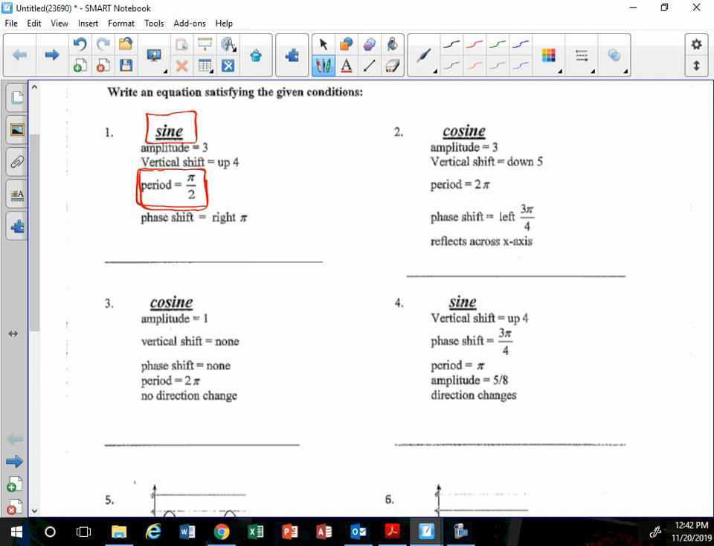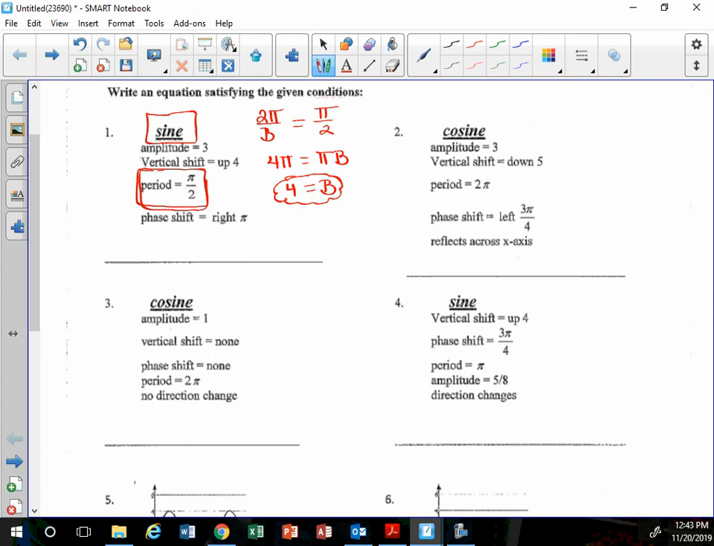Do you guys remember what the period in general is equal to for a sine graph? 2 pi over b. So what I have to do is set 2 pi over b equal to pi over 2 so that I can find the b value that actually gets plugged into my equation. So to solve this, I would just cross multiply. I'd have 4 pi equals pi times b. So guys, what's b going to equal? 4.